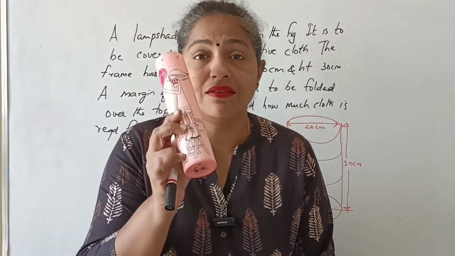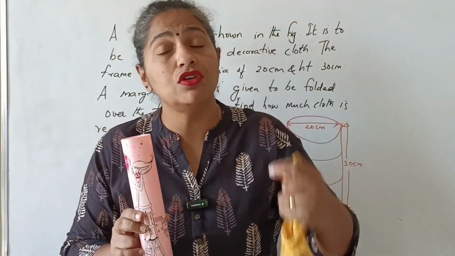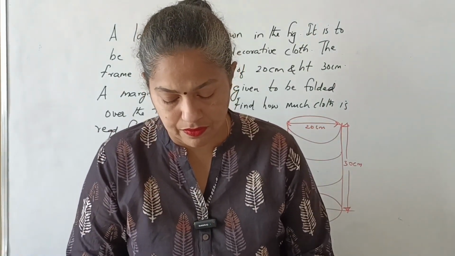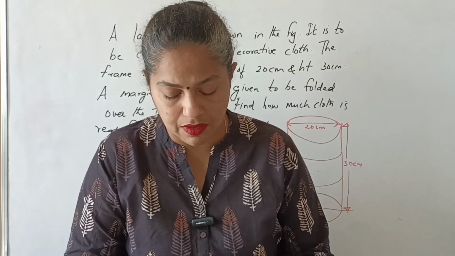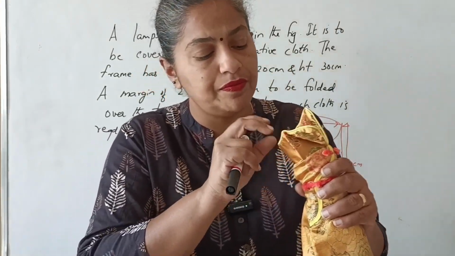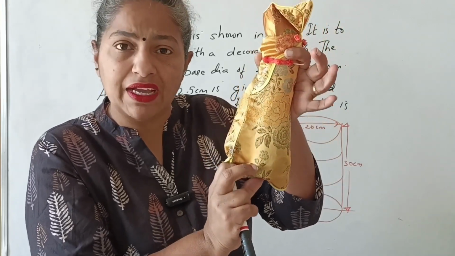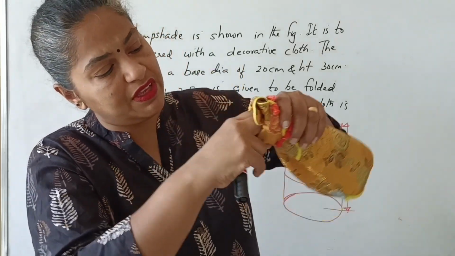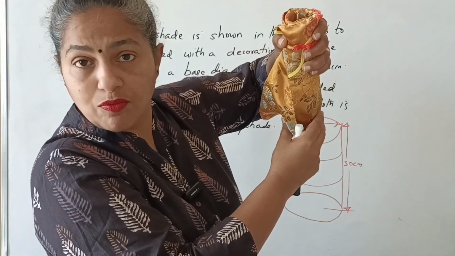Okay, so guys, let us assume this is a lampshade. Okay, and this is the decorative cloth with which I am going to cover the lampshade. Now, in addition to covering the lampshade, the height of the material used is equal to the height of the lampshade. Now this extra 2.5 centimeters is put into the lampshade. Similarly, it happens at the bottom also.